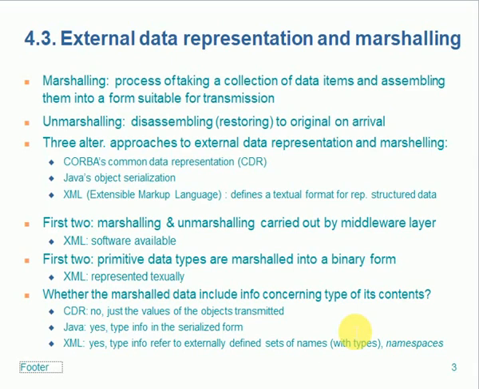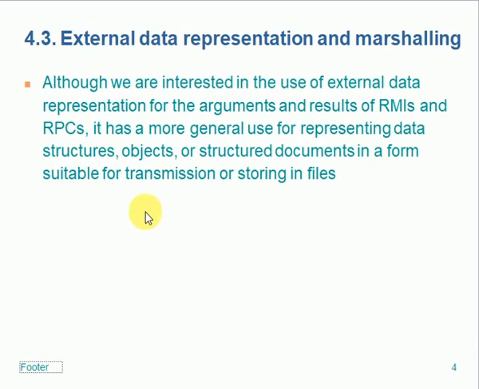There are three alternative approaches to external data representation and marshalling: CORBA's Common Data Representation, Java's Object Serialization, and XML. Marshalling and unmarshalling are carried out by the middleware layer. XML software is available for that. Although we are interested in the use of external data representation for the arguments and results of RMIs and RPCs, it is a more general use of representing data structures, objects, or structured documents in a form suitable for transmission or storing in files.